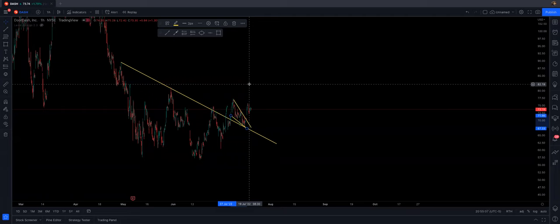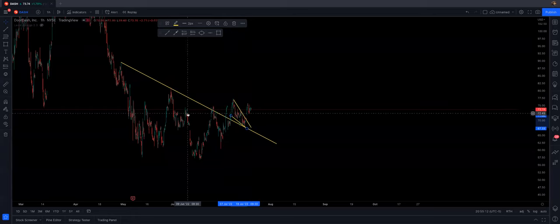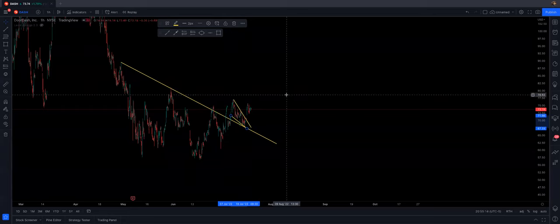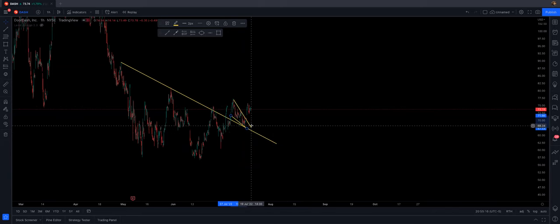Right? Then the next step will be to actually take the trade when you see it happen. Because a lot of people see all of this and they still don't want to pull the trigger. Pull the trigger, take the trade. What else more do you need?